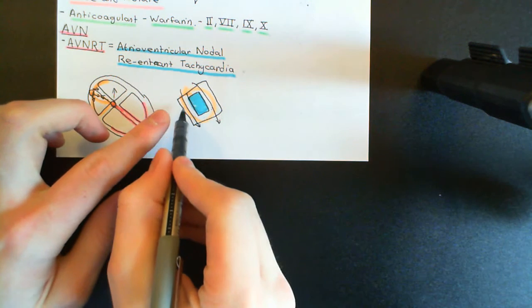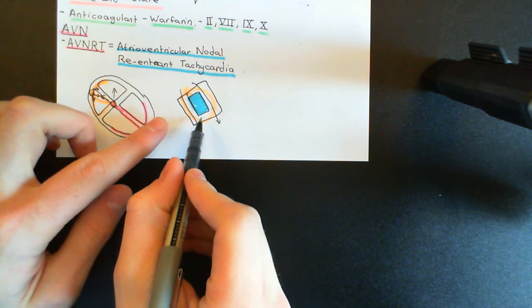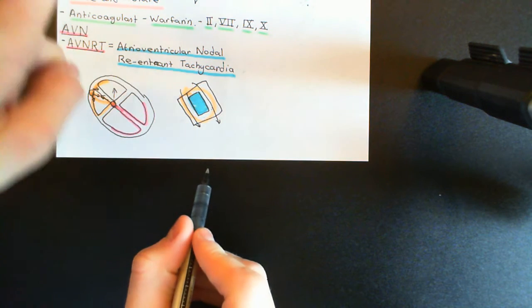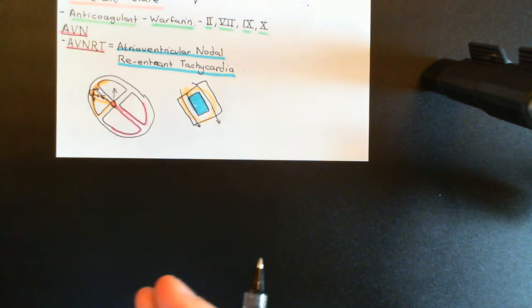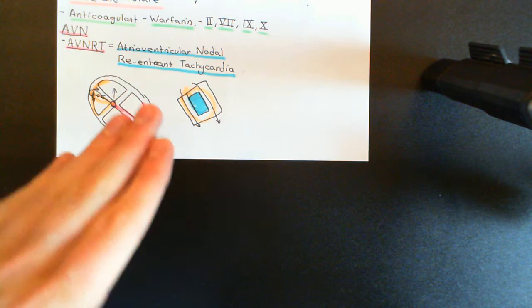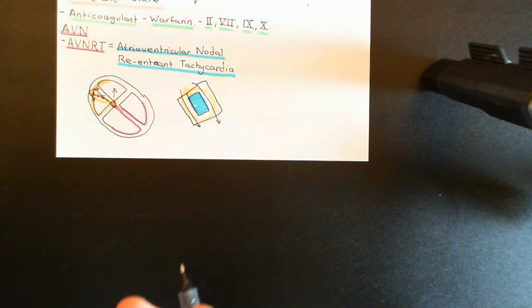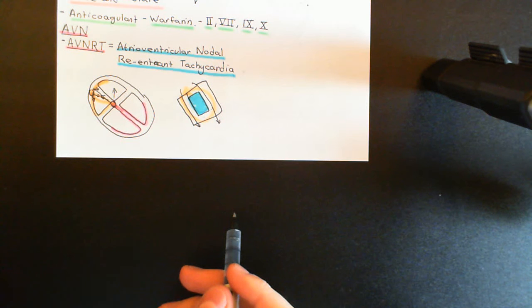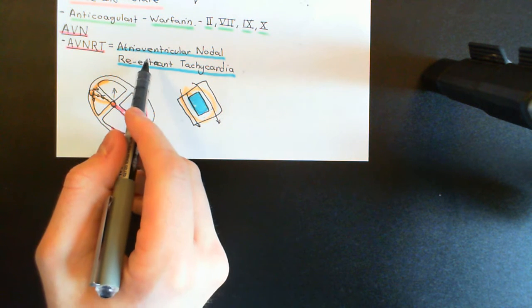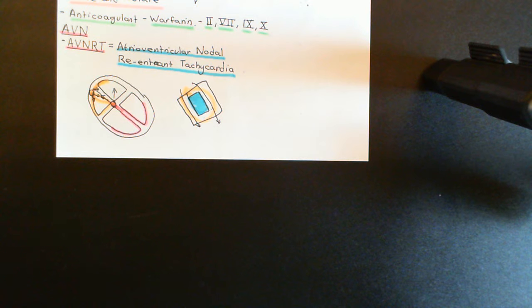So what will be happening then is the AV node is the source of the electrical signal, and it is sending it off to the atria and to the ventricles concurrently. So what you'll actually get is the P wave for atrial depolarization will be on top of the QRS complex for ventricular depolarization.